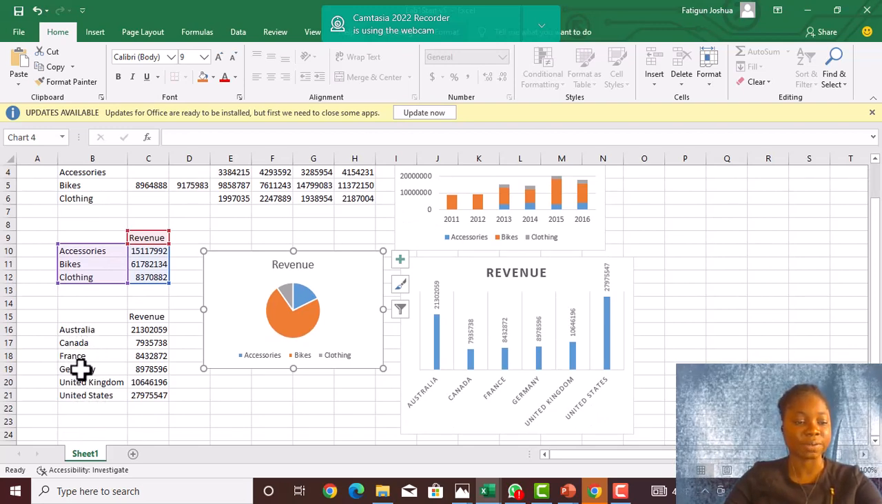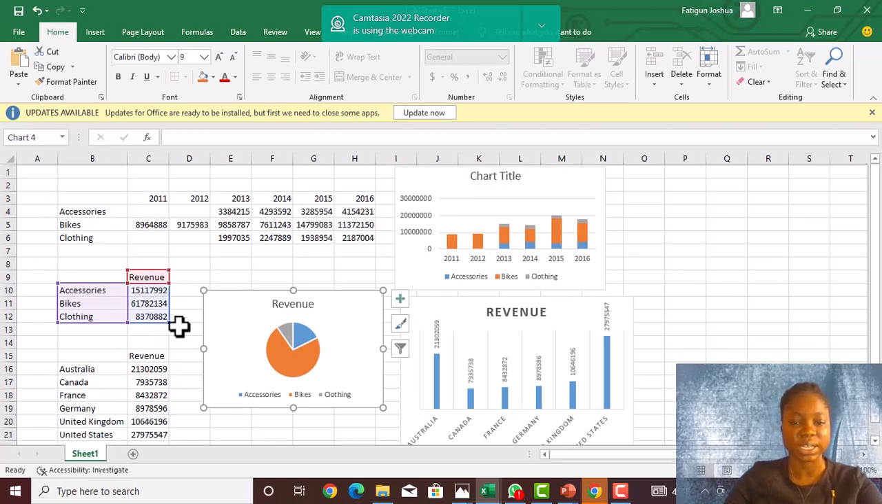Australia, Canada, France, Germany. This is a small data just to analyze. And if you look at this, it's not really detailed. There's no month, there's no day. You understand? It's only year we have. And all we talk about is the revenue. You can see Excel analyzes based on numbers. Revenues, what are we gaining, what are we generating? This is a small data.